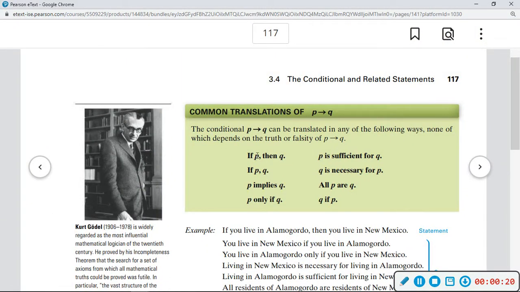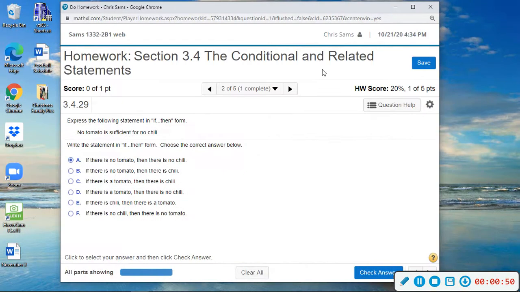So if P, then Q, P is sufficient for Q. So the order stays the same when you have that sufficient. If P, Q, Q is necessary. So notice when that word necessary, the order is changed. P implies Q. Then we have the order is intact, that they say all P are Q, and then P if and only if Q, Q if P. So these are some of the diagrams that can help you with the wording.